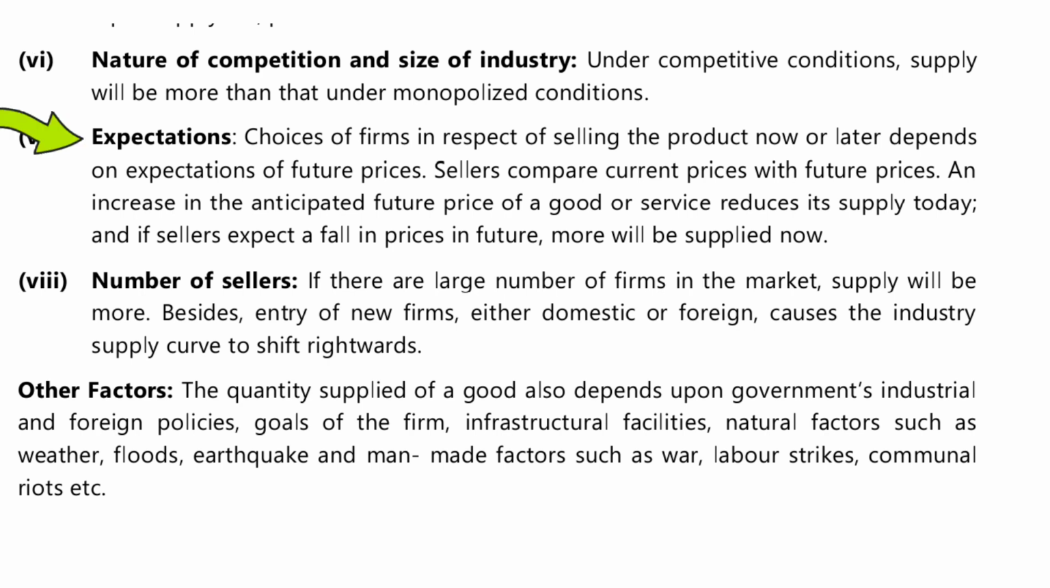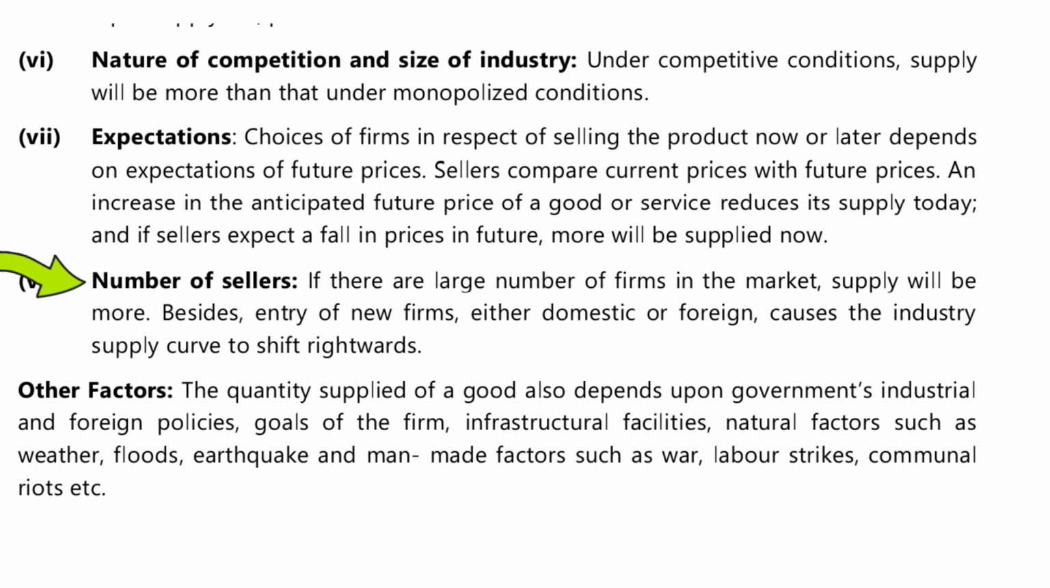The next one is expectation. If the seller thinks that the price may increase at a later or future date, he might introduce only a very small quantity at the current price and wait for a higher price. But at the same time, if there is an increase in the market trend now, and he expects a fall later, he might increase the supply now.